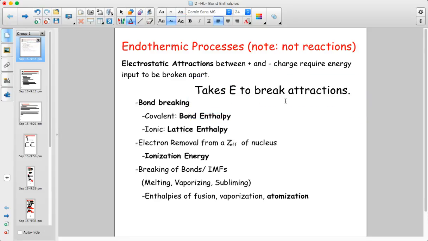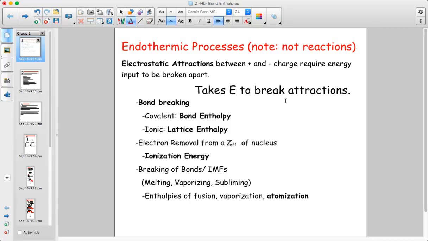Good. Okay, so a bunch of different examples of attractions being broken is when we break bonds. So if we break a covalent bond, there's just a specific name for that enthalpy. It's called bond enthalpy. If we break apart ionic bonds, we call that a lattice enthalpy. We've already looked at that one earlier in the year, or earlier last year. If we pull electrons off of an atom, that's what we called ionization energy, pulling off electrons from atoms in the gas phase. Again, you're breaking an attraction, and ionization energies are all positive values.